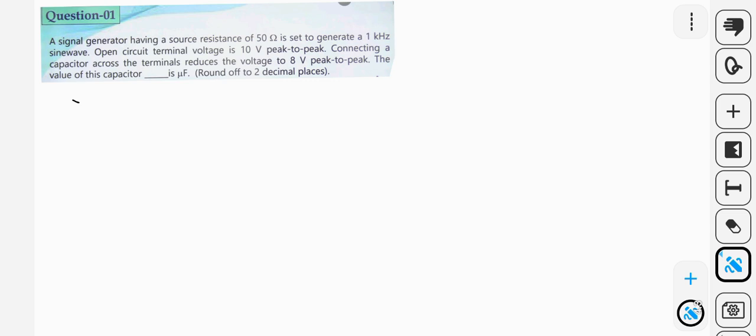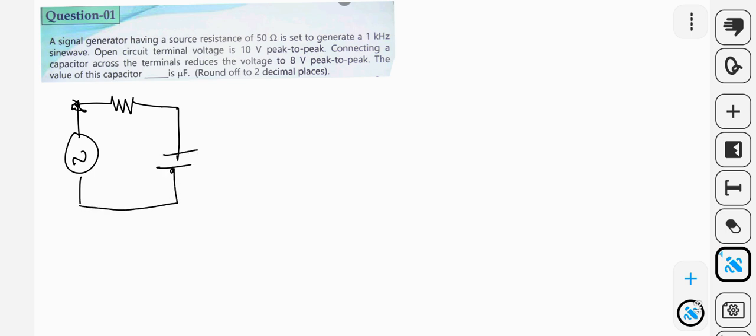So essentially it's nothing but a generator, so we'll create the generator. This is the generator and 50 ohms is the resistance. Along with that, open circuit voltage is 10 volts peak to peak, and connecting a capacitor across the terminals reduces the voltage to 8 volts. So we have connected the capacitor, and they're asking us to find the value of this capacitor. So we'll write the details given according to the question.